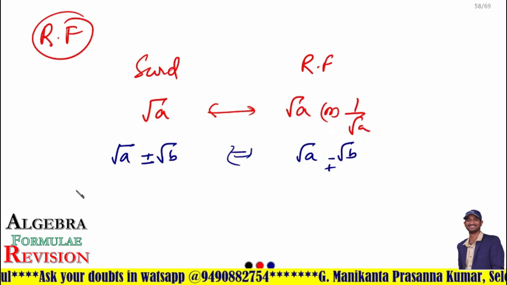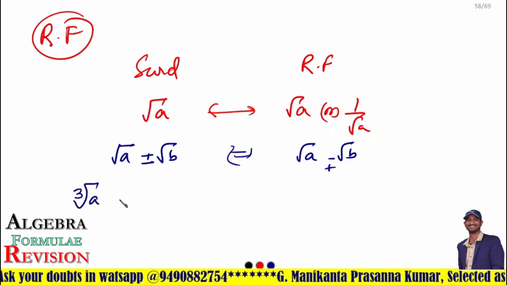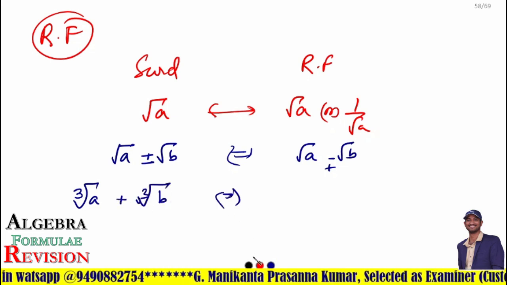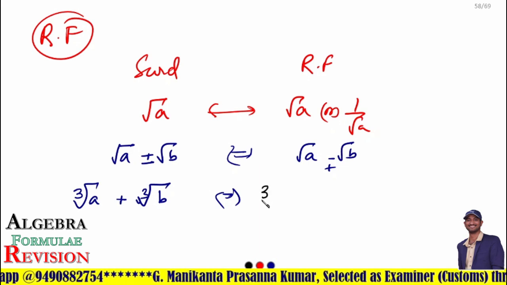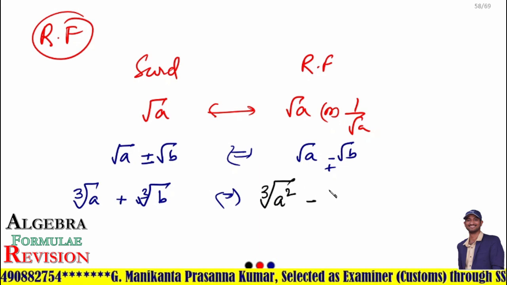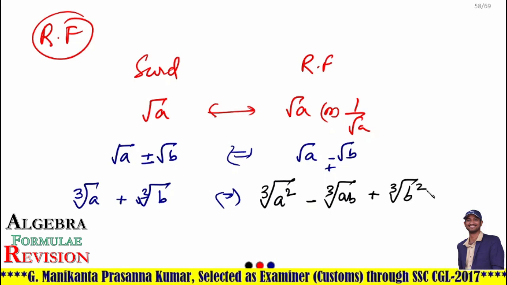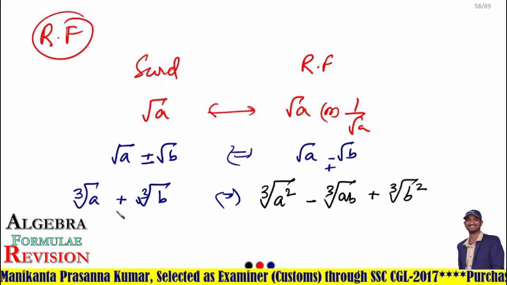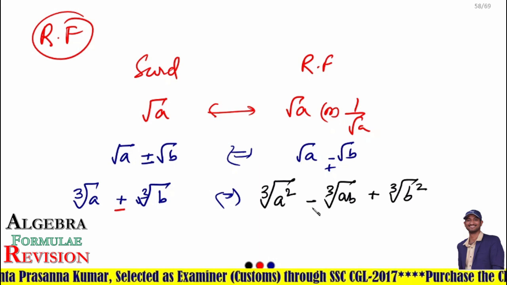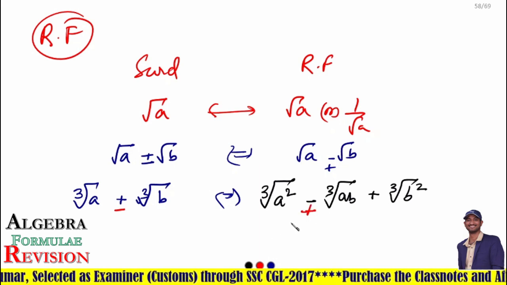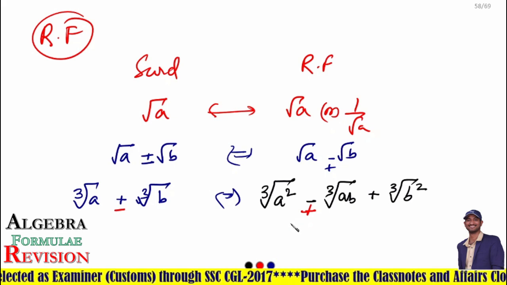Similarly, what is the rational factor for the cube root of a plus cube root of b? It is important. What is the rationalizing factor for this? It is very, very important. Cube root of a square minus cube root of ab plus cube root of b square. First, suppose if I have minus here, then you definitely have to put plus here. Okay, so this is about rational factors.